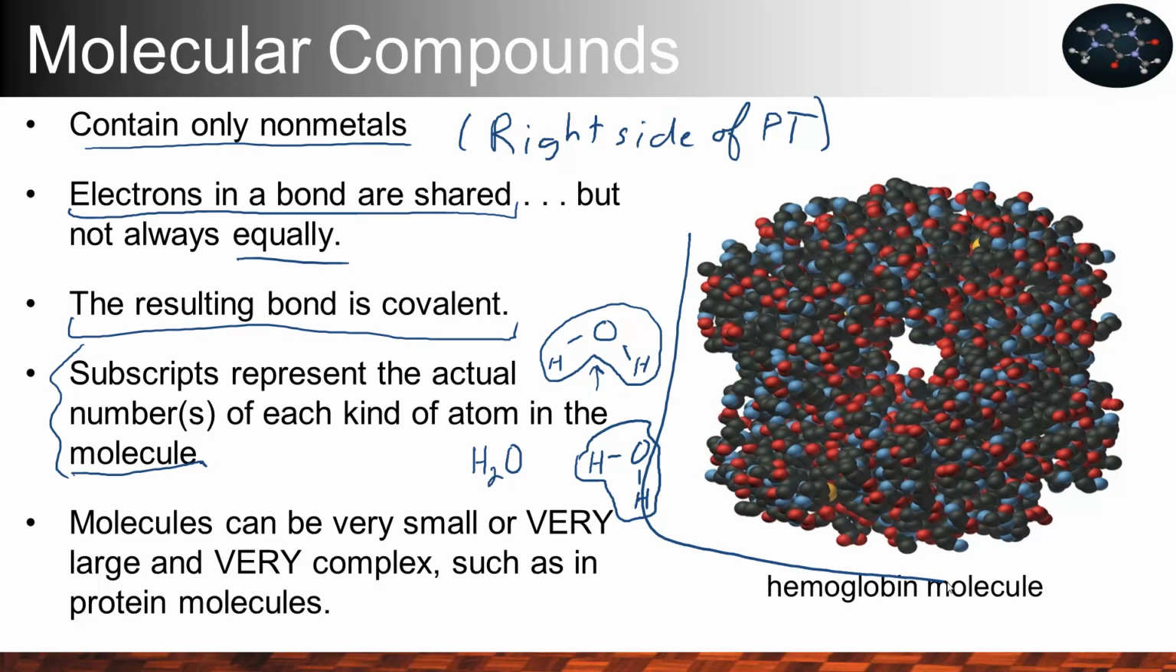That doesn't mean they can't be enormously large and complex. This is a hemoglobin molecule. This whole thing is just one long series of connections all attached to each other, and this is the protein that's responsible for transferring oxygen around inside of your body. So we have very simple molecules with just a couple of atoms like water. We have extremely complicated molecules with thousands of atoms like hemoglobin.